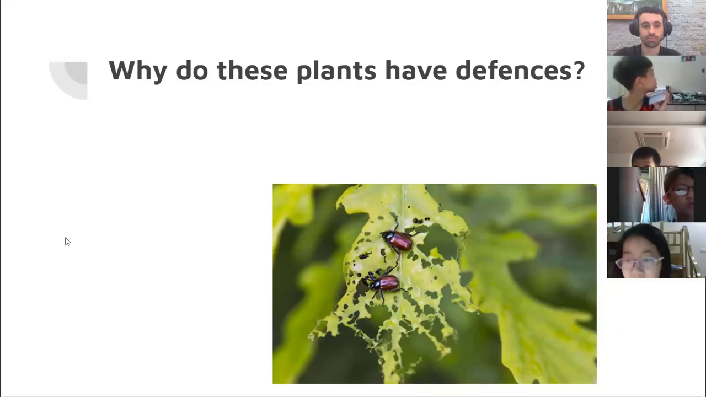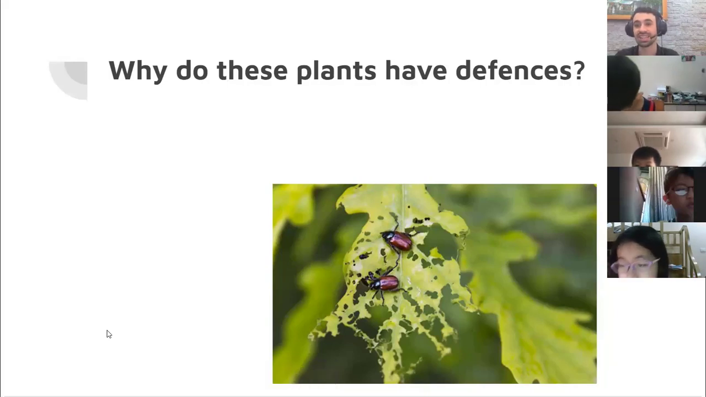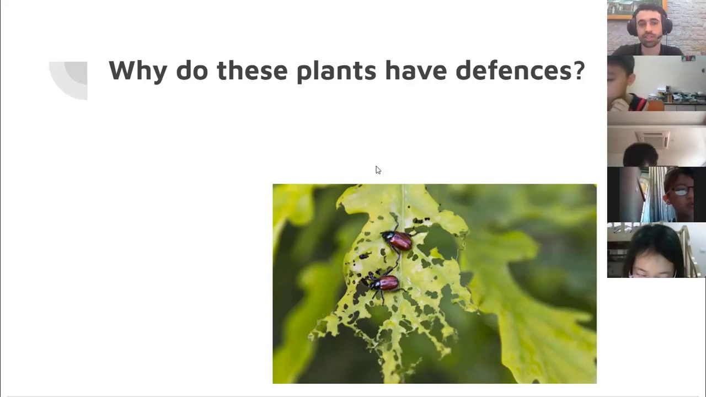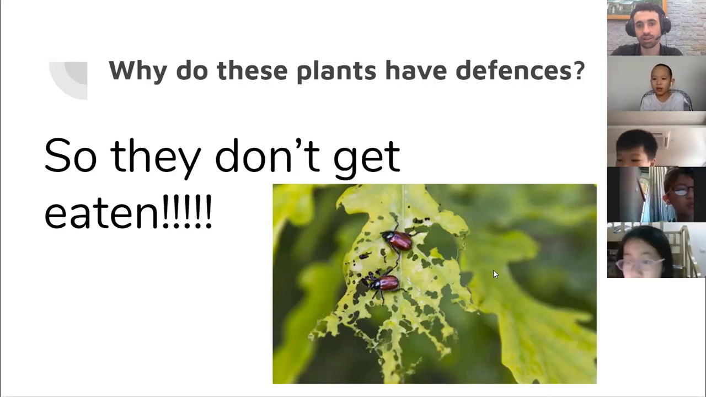Bugs, rabbits, deer, everything wants to eat leaves. We eat leaves too, lettuce and stuff. Imagine just being a plant standing there and everyone wants to eat you. So they don't get eaten. David, do you think a plant can reproduce if it gets eaten? No. They skip to death. Yeah, they go straight to death.